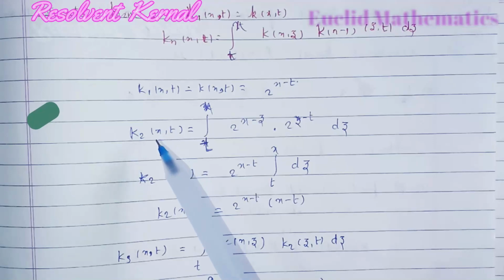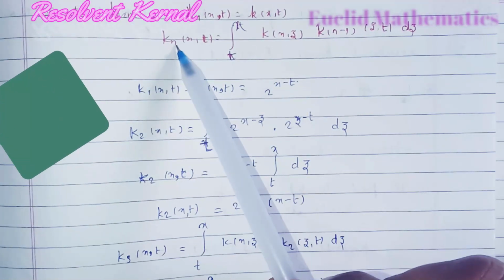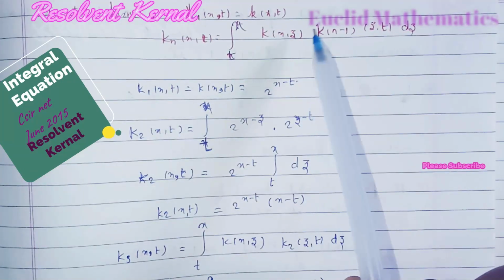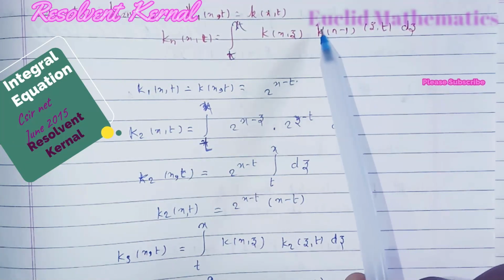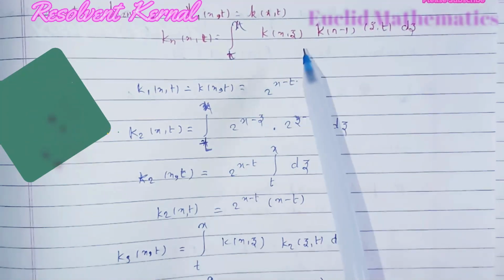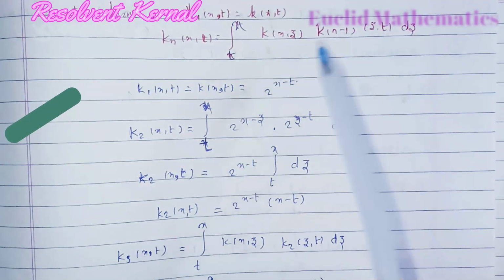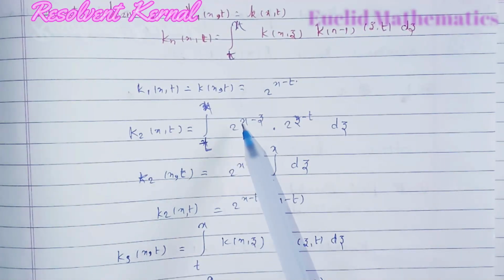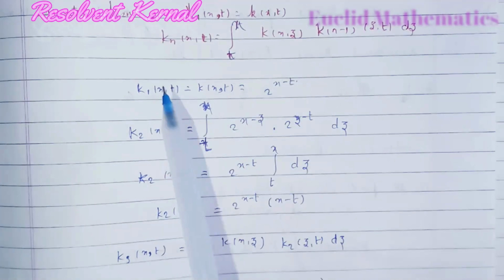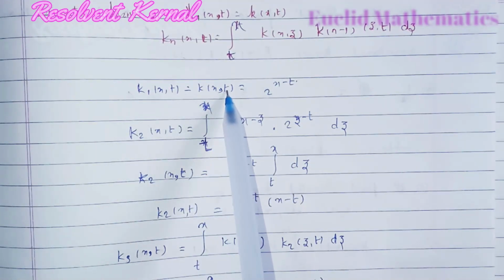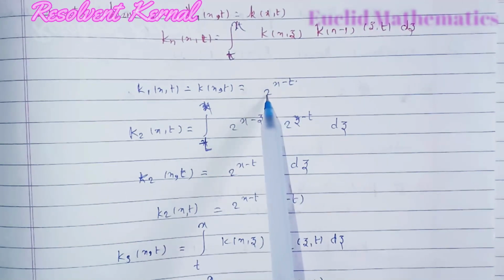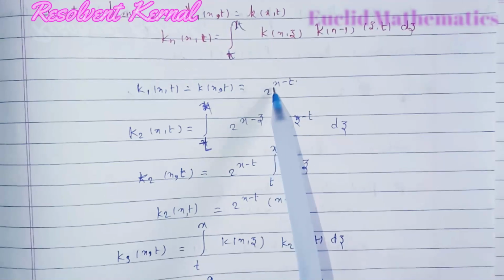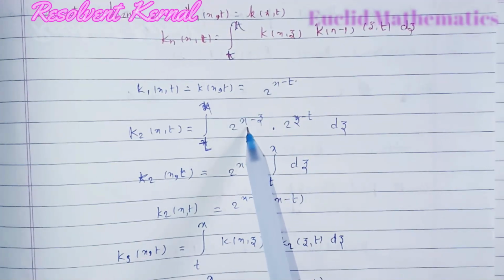Now we want the value of K2(x,t). Substitute n equal to 2 in our result. So K2(x,t) is equal to the integral over t to x of K(x,z) into K(n-1), so 2 minus 1 is 1, K1(z,t) dz. The limit remains the same, t to x. How does K(x,z) come? In K(x,t), replace t by z. So K(x,z) is equal to 2 raised to x minus z. This is K(x,z).